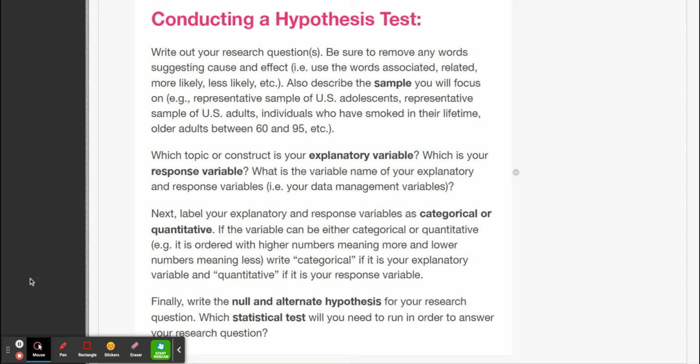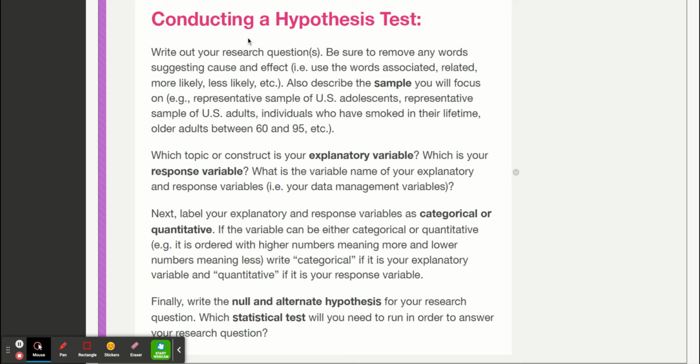So this is at the end of chapter 8 in the ebook. It's a little bit that kind of sums up how to conduct a hypothesis test. Write out your research questions. Again, you had one of those at the beginning of the semester. You've added a variable to your project, so you have to add a research question to incorporate that variable into your project. Be sure to remove any words suggesting cause and effect. Use words like associated, related, more likely, less likely, instead of because or cause or effect.